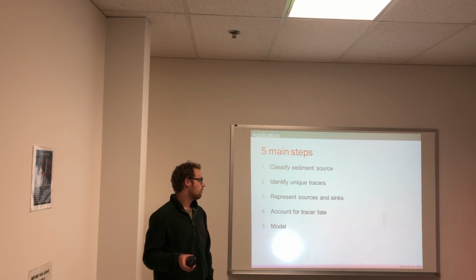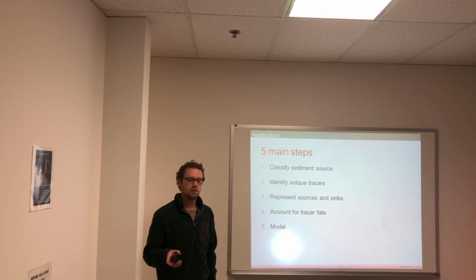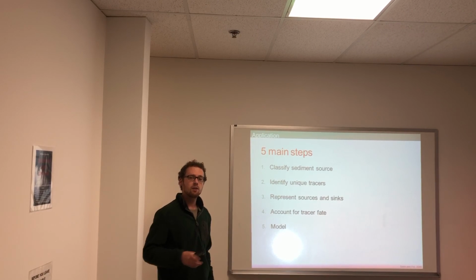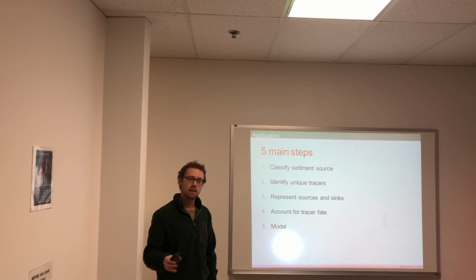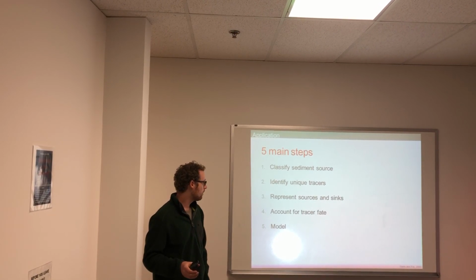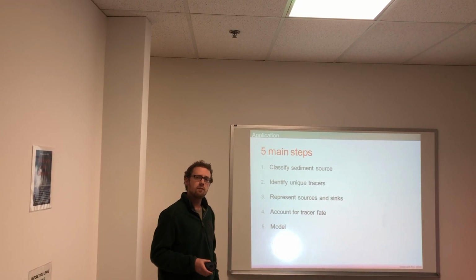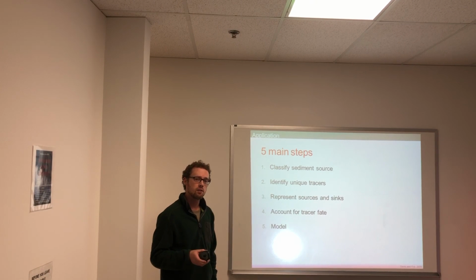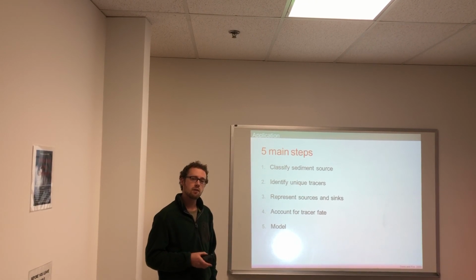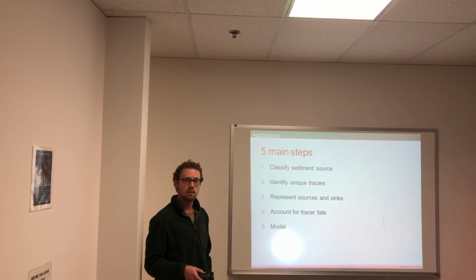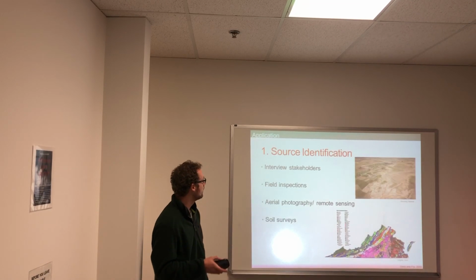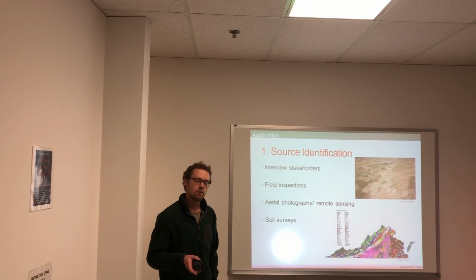Third is represent your sources and your sinks. What are the chemical characteristics of each one of your unique sources, as well as the region where they all mix in a stream? Fourth is to account for tracer fate. And lastly, once you have all this information, you can run a model to determine sources and relative contributions of each source to sediment in a stream. So the first step, source identification.